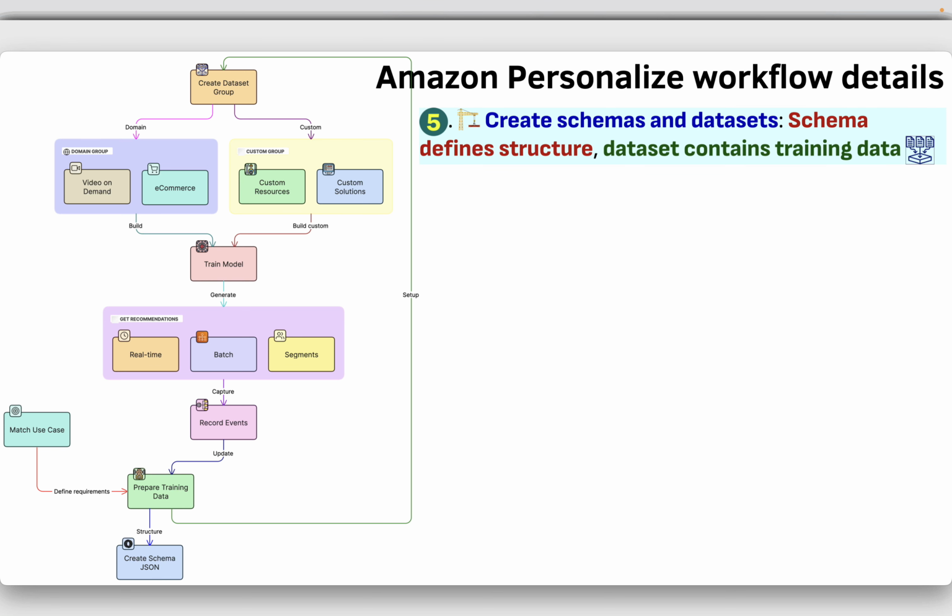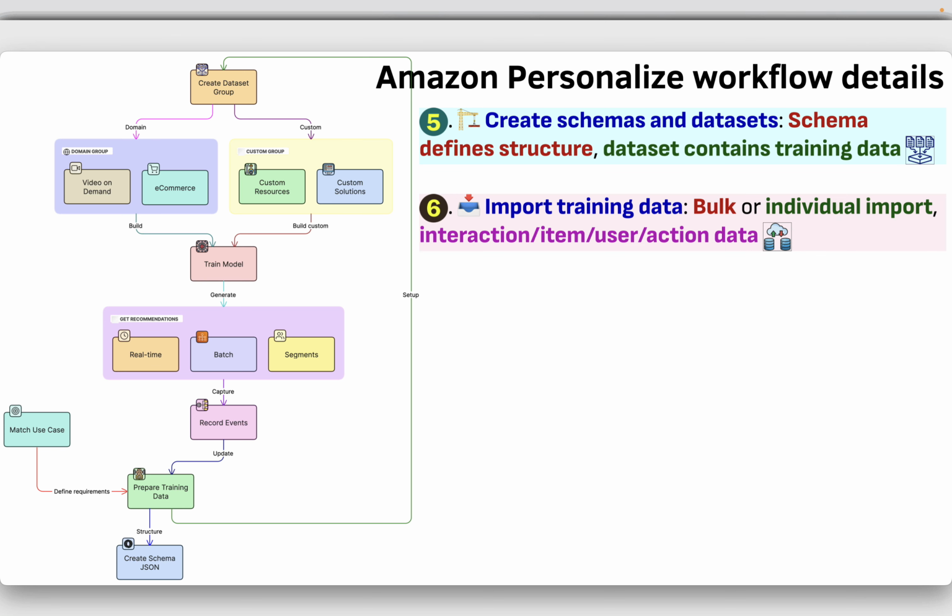Fifth step, you create schema and datasets. A schema tells Amazon Personalize about the structure of your data and allows Amazon Personalize to parse the data. A dataset is a container for training data in Amazon Personalize. Step number 6 is to import training data into datasets. Here you import your prepared interaction, items, users, action, or action interaction records. You can import records in bulk or individually.